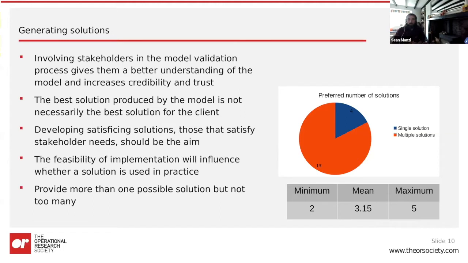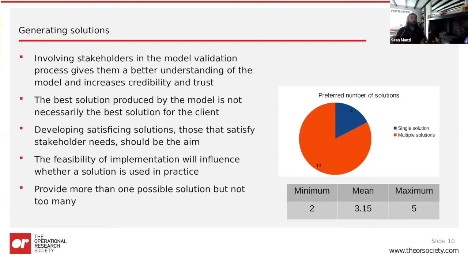Interestingly, I recently undertook a pilot study with some colleagues in Germany, and we looked at emergency service planning for the location and routing of ambulance services. And we were looking at, with optimization models, what kind of solutions they like in the presentation of that information. And we asked them if they would prefer just one possible solution, like the best solution, or multiple solutions to choose from. Of those that we surveyed, 19 preferred multiple solutions and only 4 wanted just a single solution. But when we asked them how many solutions they would like from a location planning model or a routing model, they said they'd like a minimum of between 2 and 5 solutions.